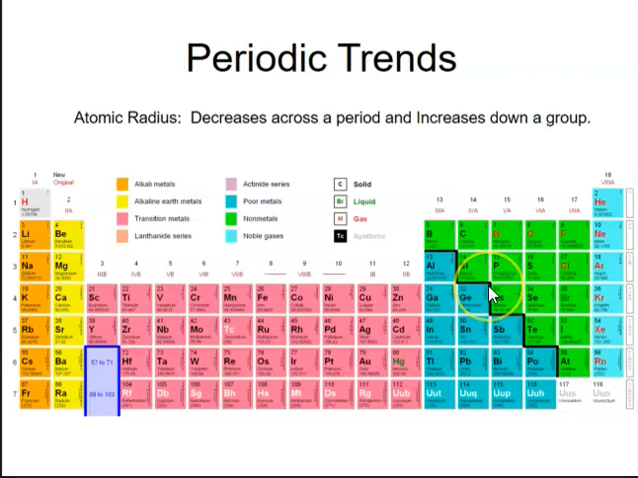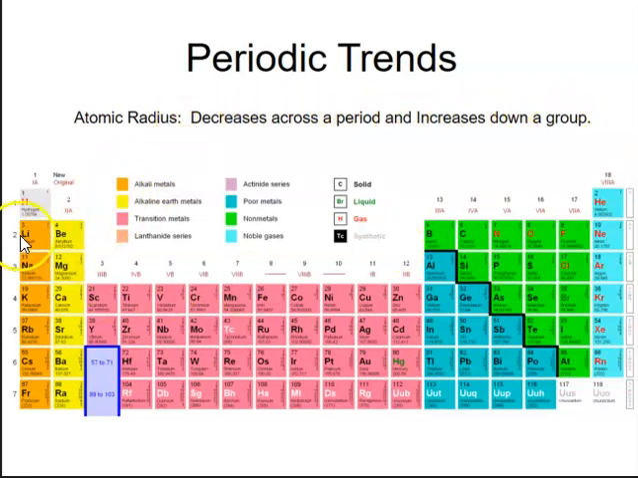All right, let's get to the trends. This is kind of like the nitty-gritty of this whole chapter. We can make predictions on things based on where they are placed in the periodic table. The big one here is the atomic radius, how big something is. If I'm looking at the atom, how big that thing is. The trend is that it decreases going across a period and increases going down a group.